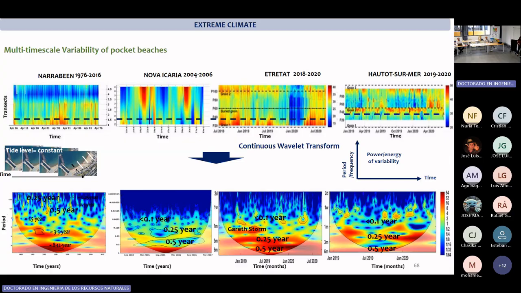Okay. And then we have connected all our frequencies to different storms. For example, here we have the Gareth storm produced in 2019 in Normandy. We see red patterns here, and these red patterns show a lot of variability, and these significant variabilities, power or variance, are related to these storms.